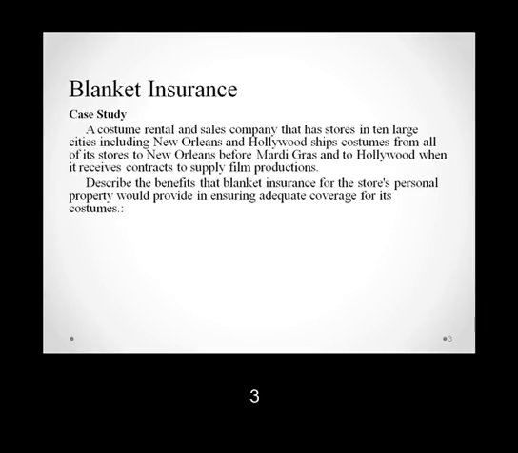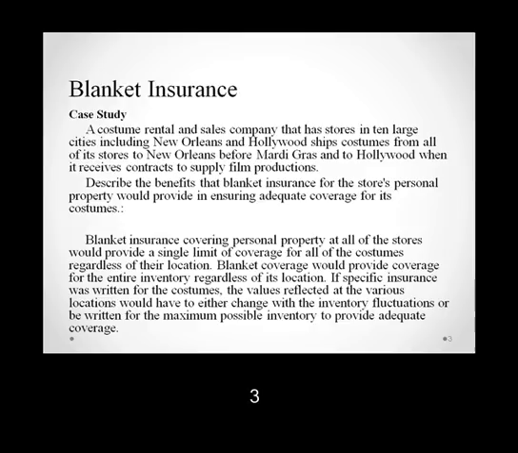The next case. Suppose a costume rental and sales company has stores in 10 large cities. It has stores in New Orleans before Mardi Gras and in Hollywood when it receives contracts to supply film productions. Describe the benefits that blanket insurance for the stores' personal property would provide in ensuring adequate coverage for its costumes. So this costume rental company is considering blanket insurance. What could potentially be the benefit from the insurance company with blanket insurance?